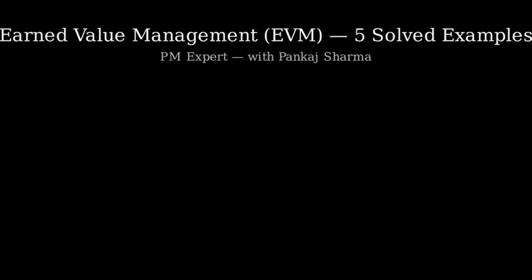In this lesson, we will learn earned value management, and we will solve 5 clear examples together. We will focus on the 3 core numbers: planned value, earned value, and actual cost. Then we will compute cost variance, schedule variance, cost performance index, and schedule performance index.